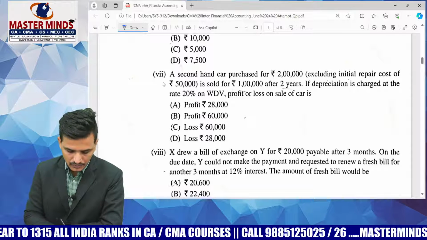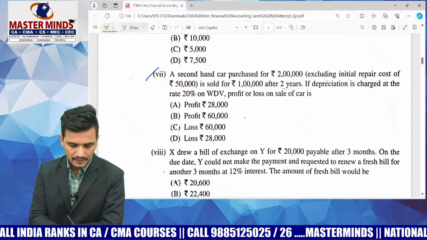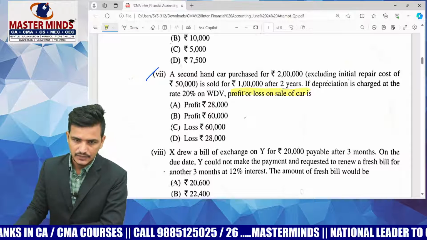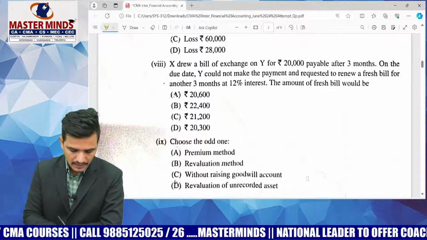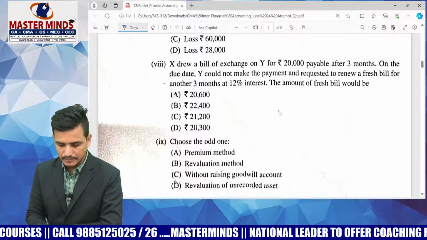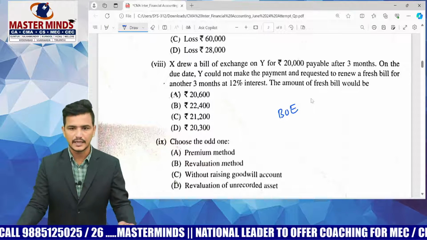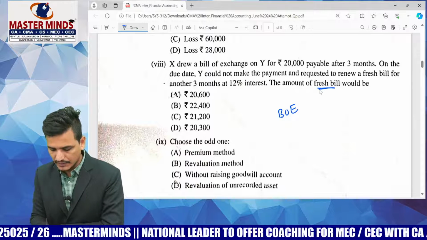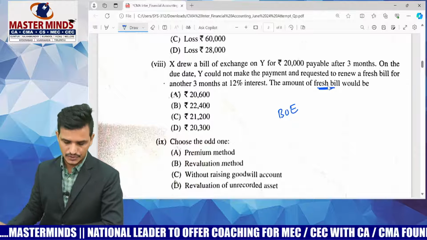Next, MCQ number 7 is related to depreciation. They are asking you to calculate the profit or loss on sale of the asset. So that we should calculate. It is also a basic question. And then MCQ number 8 is related to bills of exchange. They are asking, after renewal of the bill, for what amount we are going to draw the fresh bill. What is the value of the renewed bill, they are asking. So this is also a basic question only.